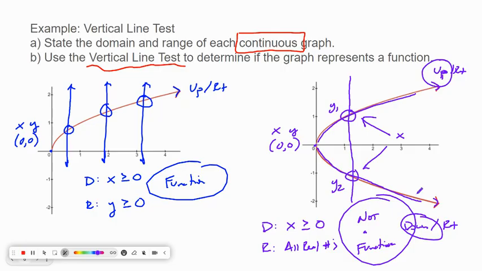Perfect. Okay, so you should know everything there is to know about domain, range, discrete, continuous, and determining whether a relation is a function.